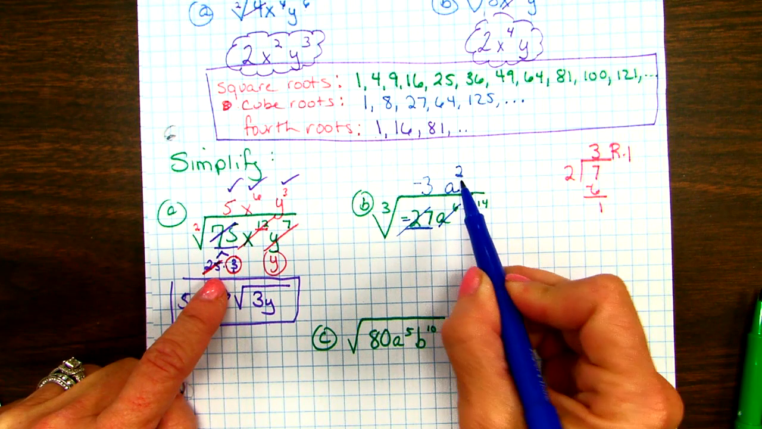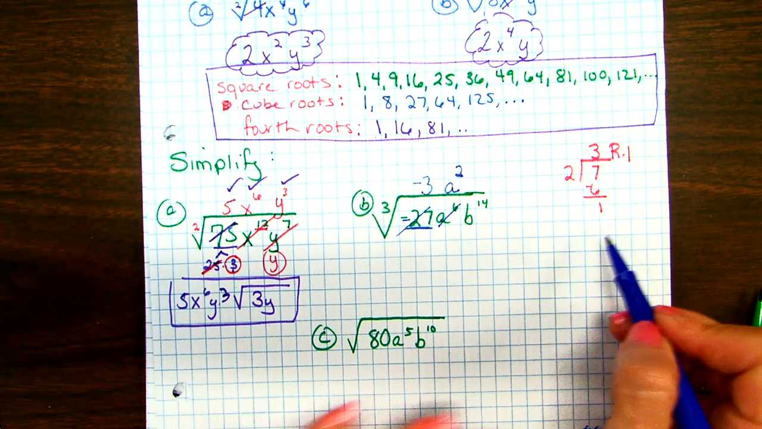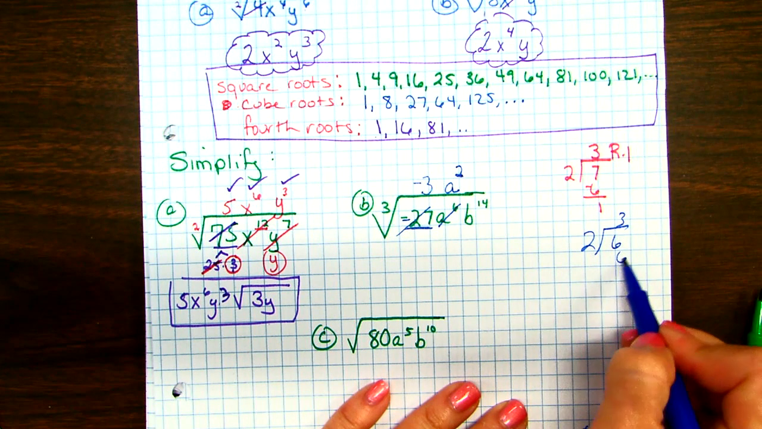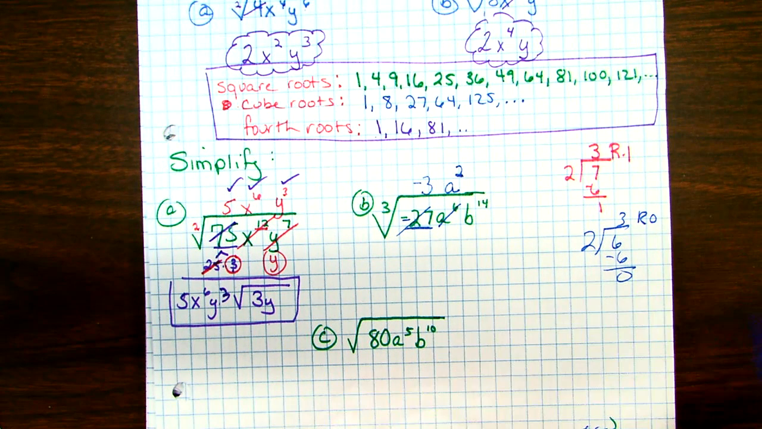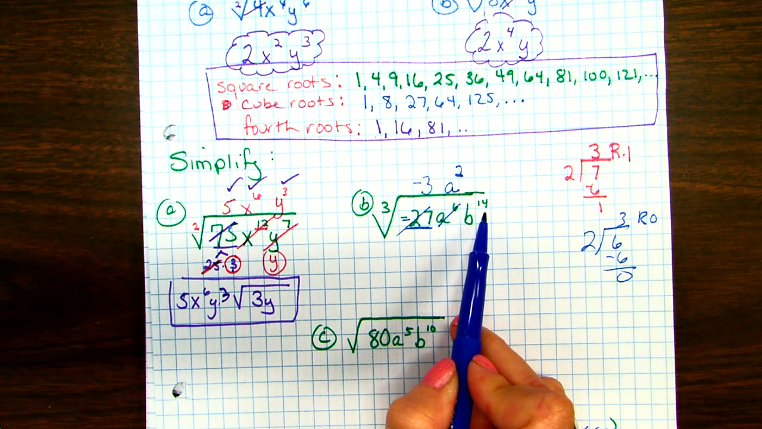2. Any leftover? Nope, it goes in evenly. There's no remainder, right? 2 goes into 6 3 times with a remainder of 0. So there's no remainder to circle. But look, 3 goes into 14. How many times evenly? 4.